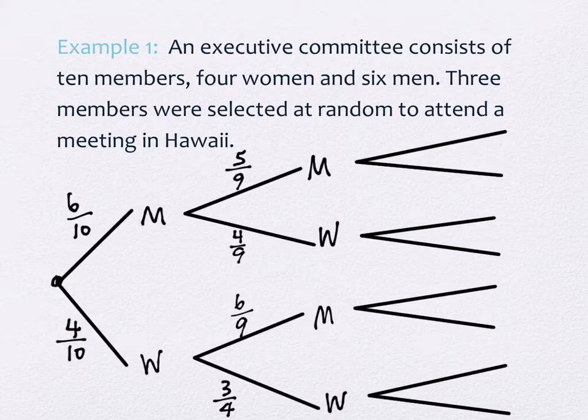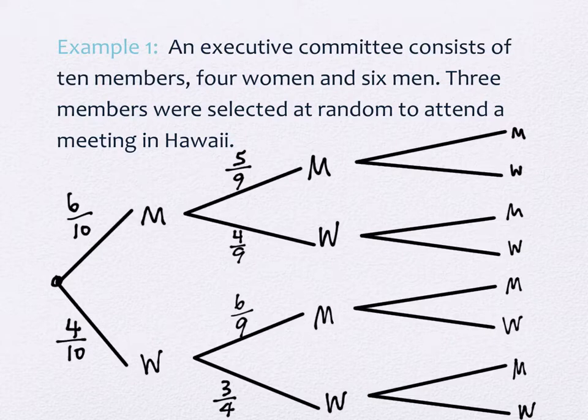So again, at the end of all my branches are going to be M's and W's, right? Man, woman. And you have to go along the branches to see what happened. So let's go along the very top branch.